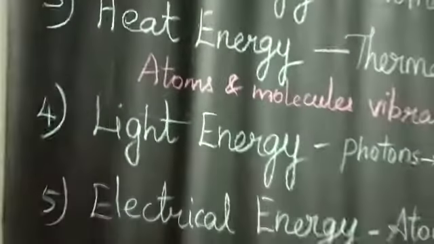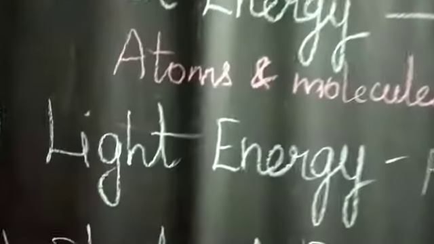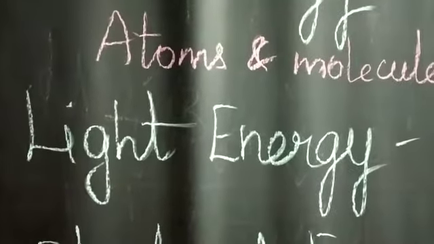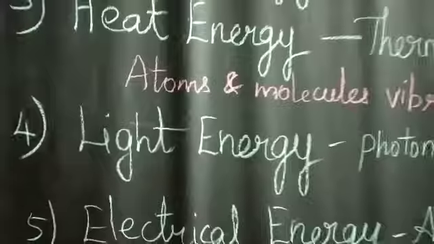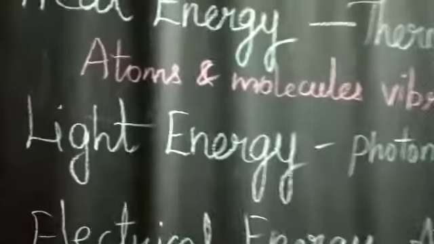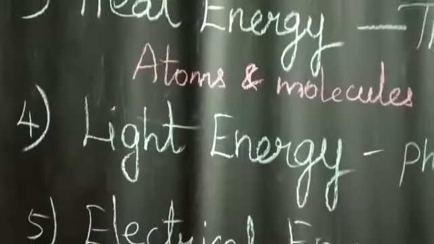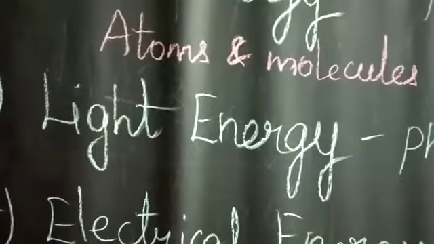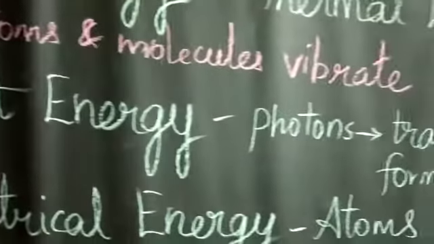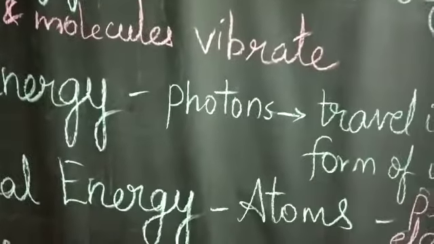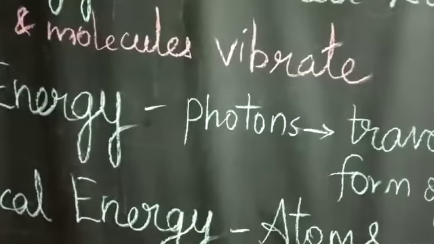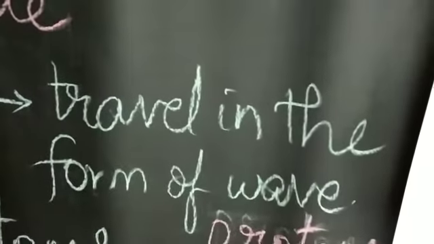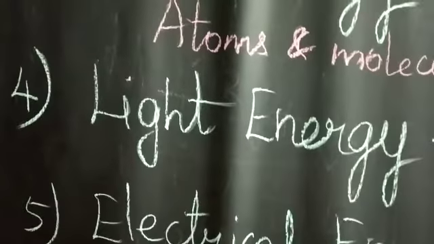Next is light energy. We know we can see the sunlight. We know what kind of energy it is. Sunlight gives light energy, because of which we can use many other things. This is because of the photons. Light energy has photons which travel in the form of waves, light waves. So this kind of energy is called light energy.